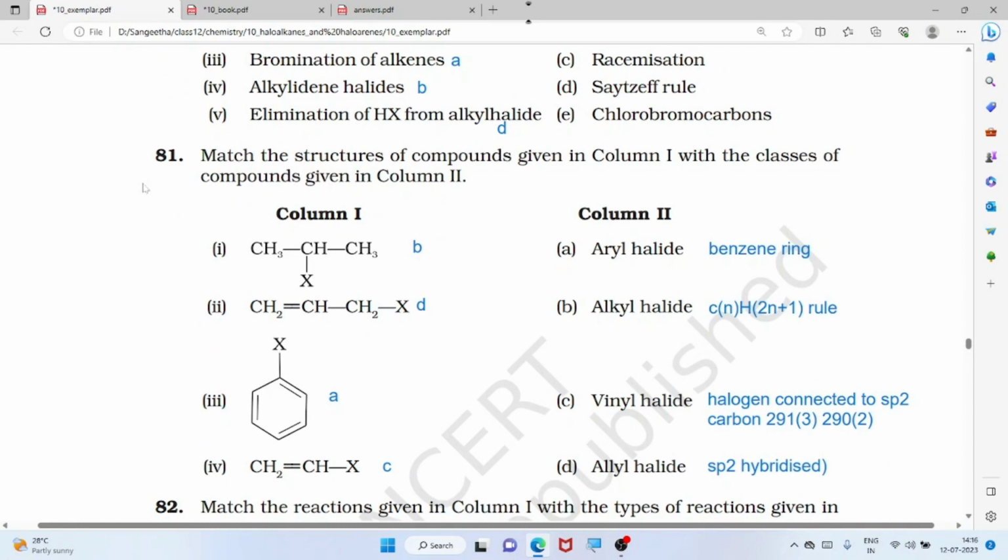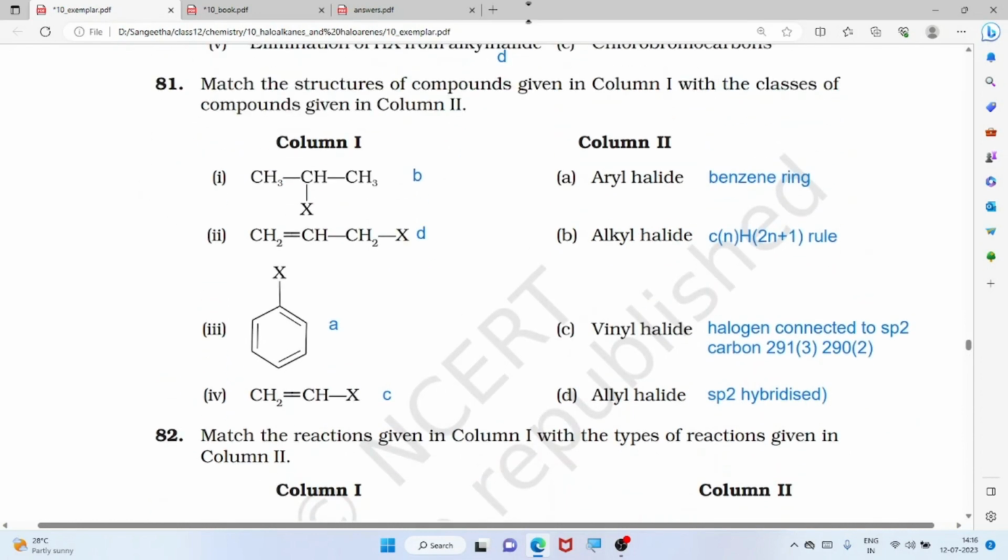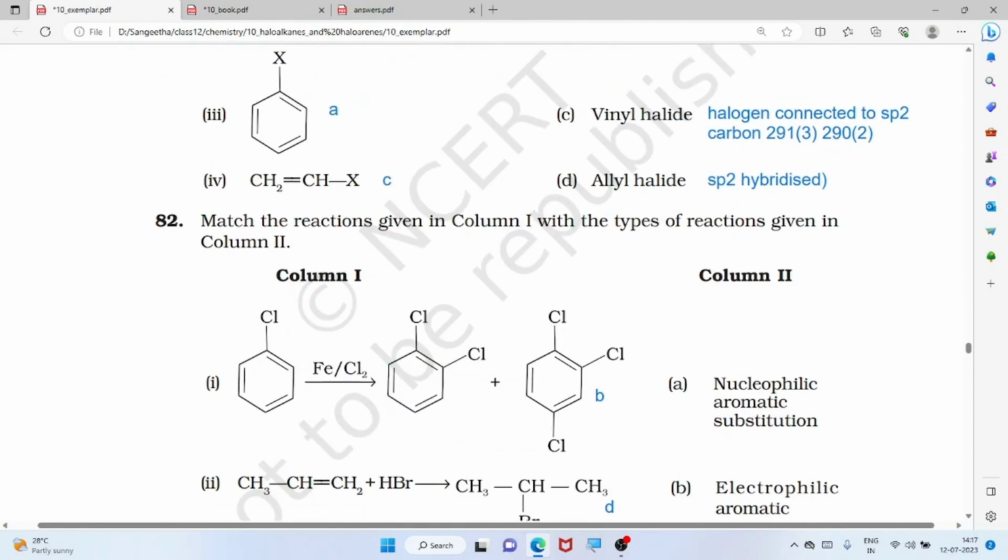Match the structures in column A with column B. This one is an alkyl halide. This is an allylic halide, so it is connected to the carbon atom next to the double bond carbon atom. Okay. This one is directly connected to the benzene ring. This is connected to the double bond carbon atom, sp2 hybridized. So this is a double bond, one sigma and one pi bond.